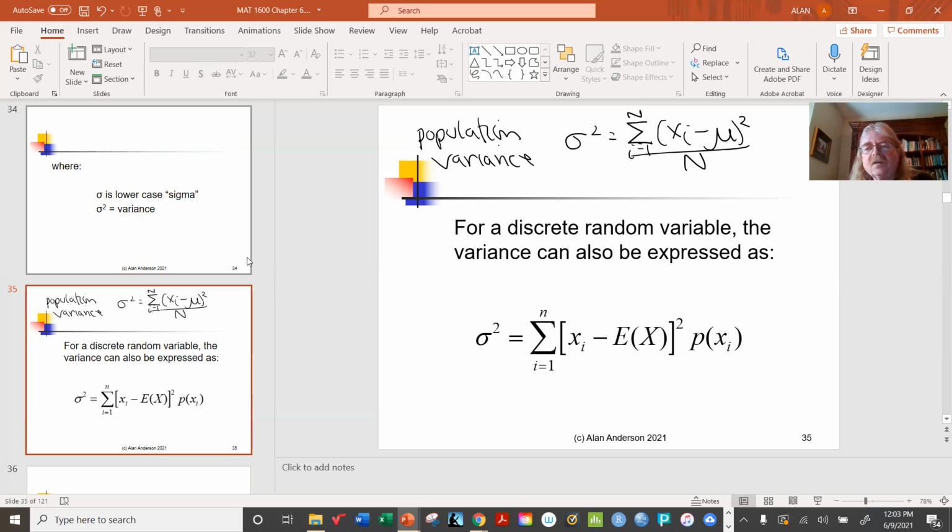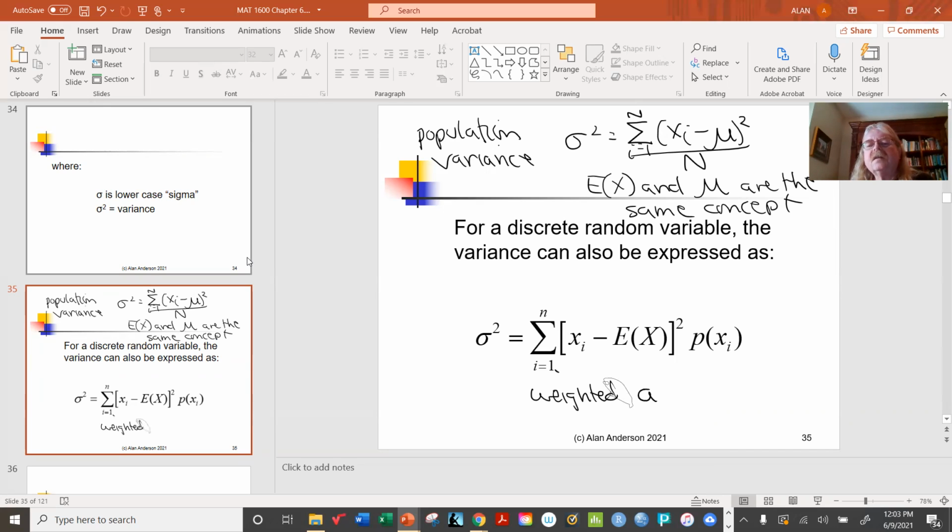This part hasn't changed. Of course, you know, E(X) and mu mean the same thing. Okay, just be aware of that. They represent a mean. So that part hasn't changed. What's different is that instead of dividing your result by n, you're multiplying each of these terms by the probability. So in other words, what really separates the two is that this one down here is a weighted average. The one on top is not. That's the main difference between the two.